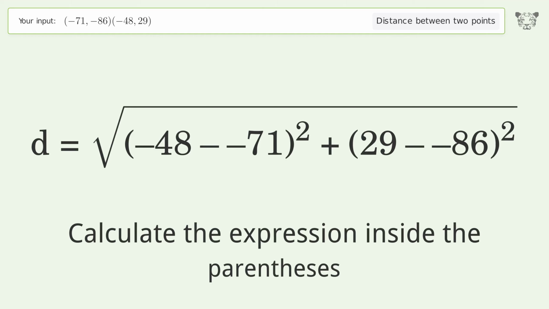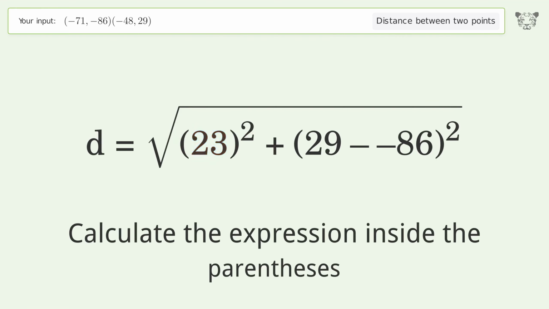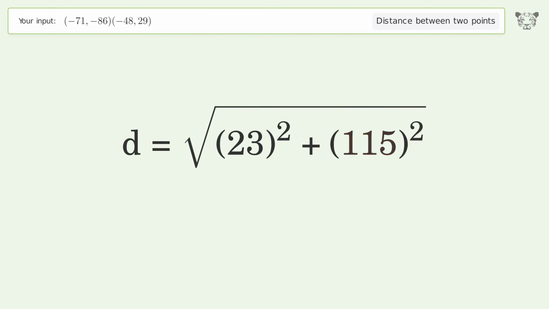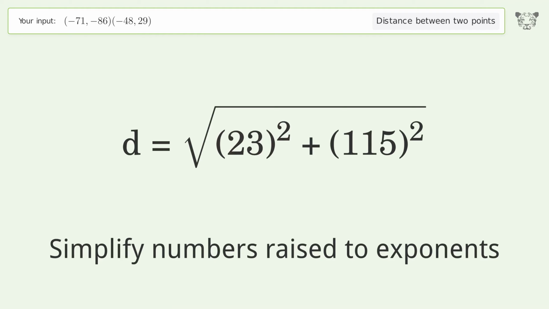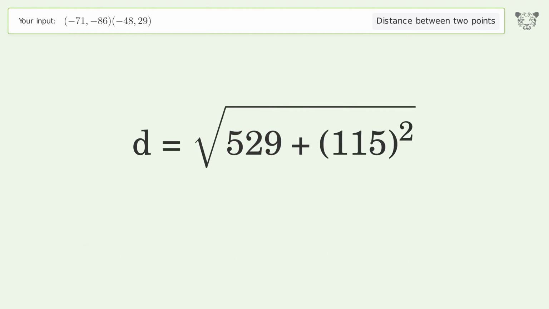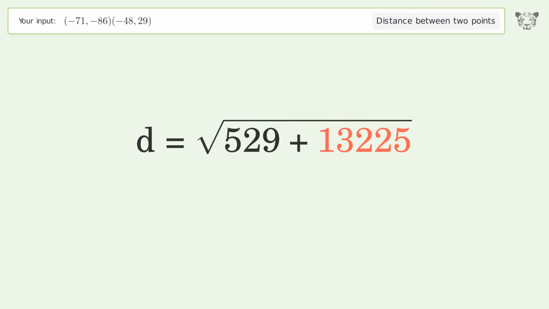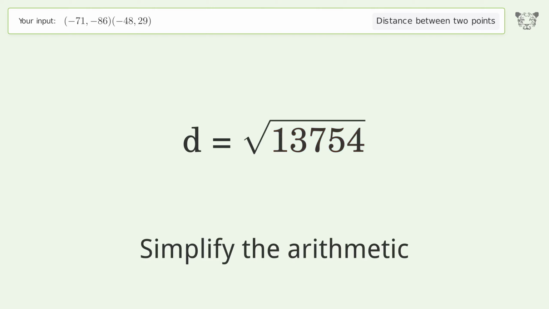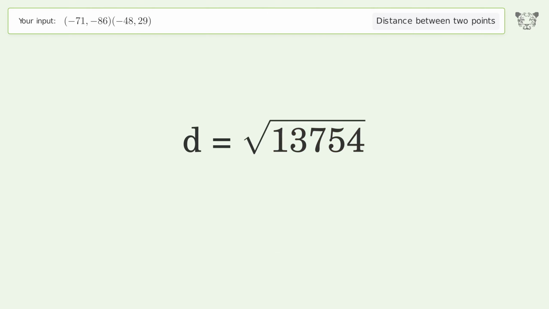Calculate the expression inside the parentheses. Simplify numbers raised to exponents. Simplify the arithmetic. And so the distance between the 2 points is the square root of 13,754, or 117.277.